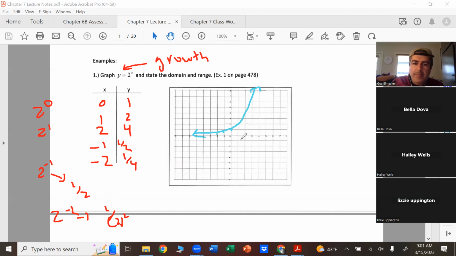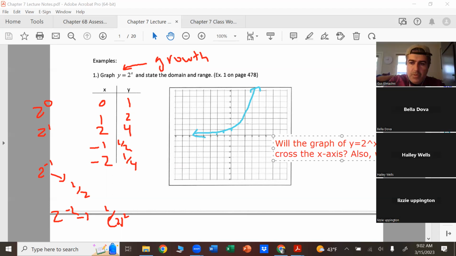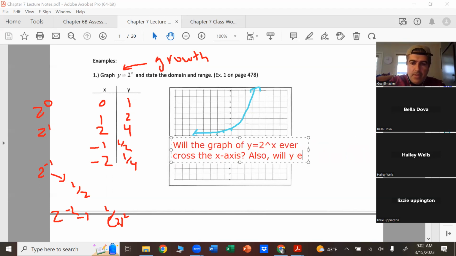So here's a question now. Let me put it as a text box. Will the graph of y equals 2 to the x power ever cross the x-axis? Also, will y ever be negative for this equation?